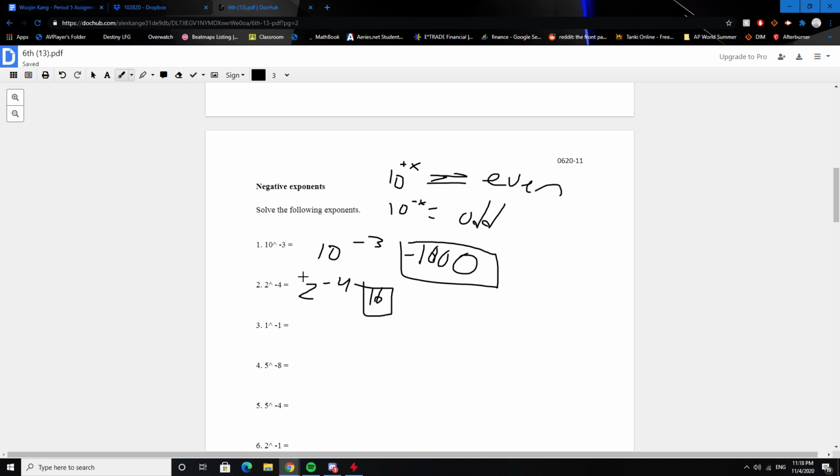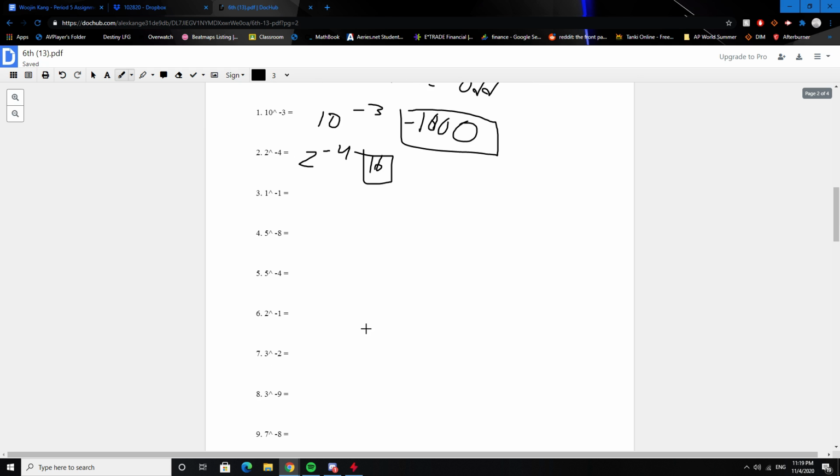So here, again, 2 to the negative fourth power. Ignore the negative. Recognize that 4 is an even number, so you already know the answer will be a positive number at the end. So you just run the number through. 2 to the fourth power is 16, and your answer will be positive, no matter what. I'll do one more just in case.